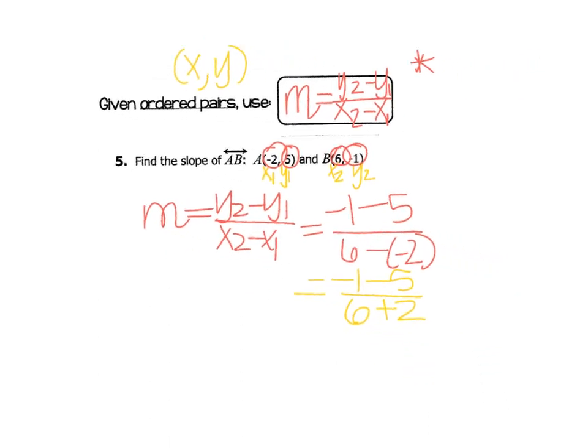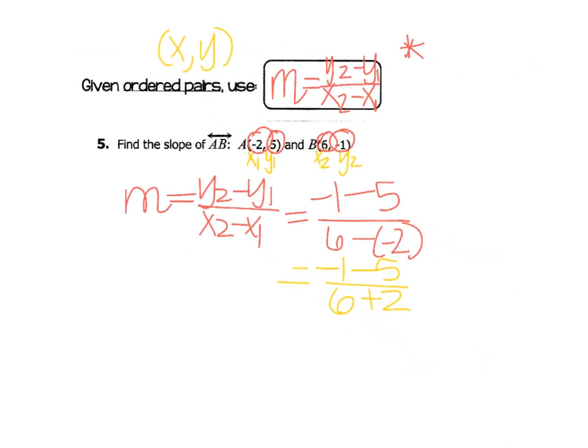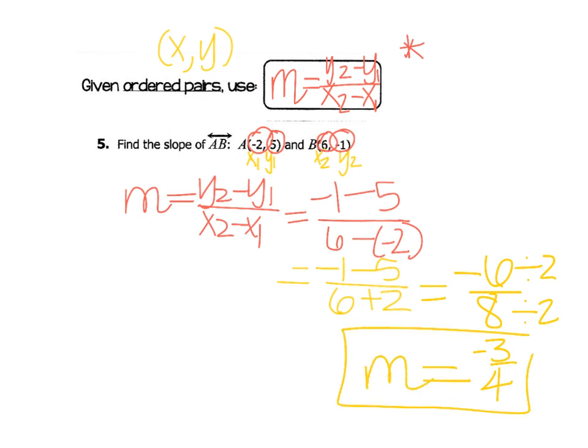Then we can keep simplifying this. So -1 minus 5 gives us -6 over 6 plus 2, which is 8. And then we want to simplify this further, divide the top and the bottom by 2 to simplify our fraction, simplify our slope, and we get -3/4. So our slope is -3/4.